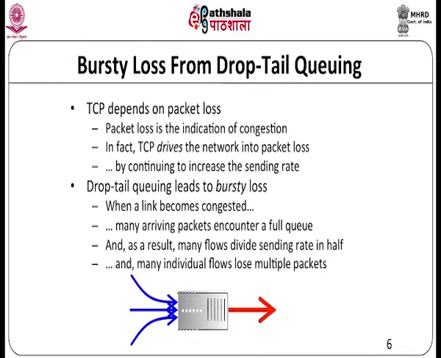Finally, a number of packets will be dropped. Because a number of packets are dropped, TCP's congestion control mechanism comes into action, and only then is the sending rate decreased. So this bursty loss is a major problem with the drop tail queuing approach.